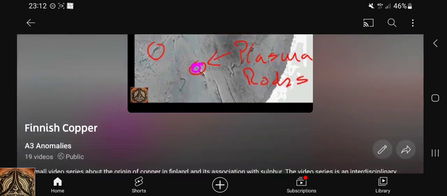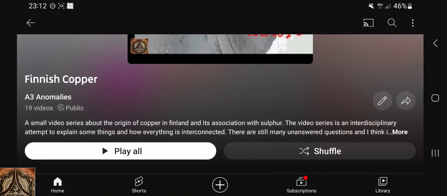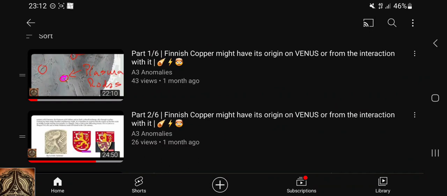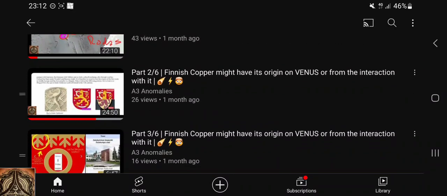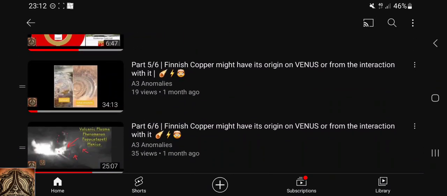I also have been talking about sulfur. Here is, for example, my Finnish copper playlist, which probably still is going to be expanding because I'm about to make a video, but there's a little issue. I will tell you later what the thing is. But anyway, Finnish copper. Finnish copper might have its origin on Venus or from the interaction with it, or probably some other planetary body, or even a CME.